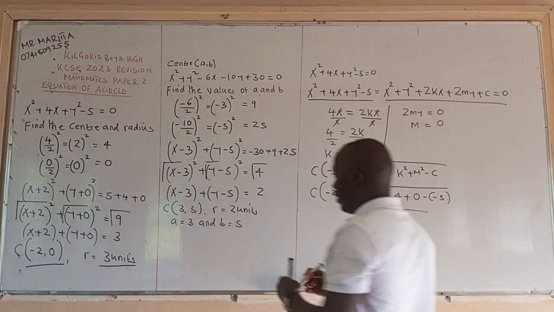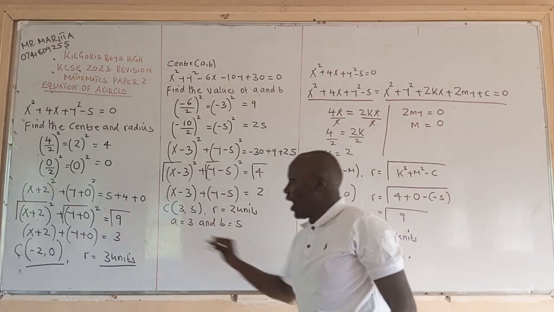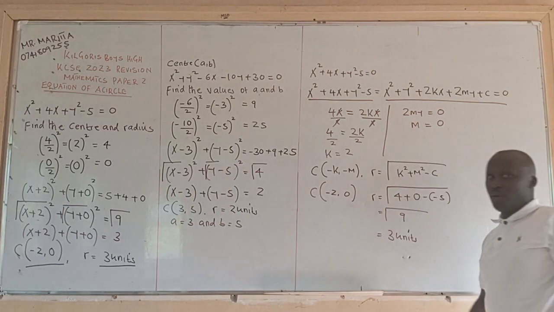So this is an alternative method that you can use to find the center and the radius of the circle.